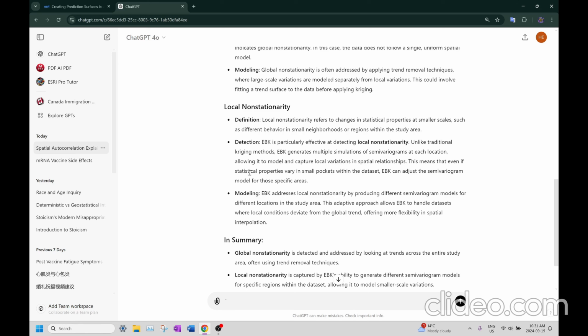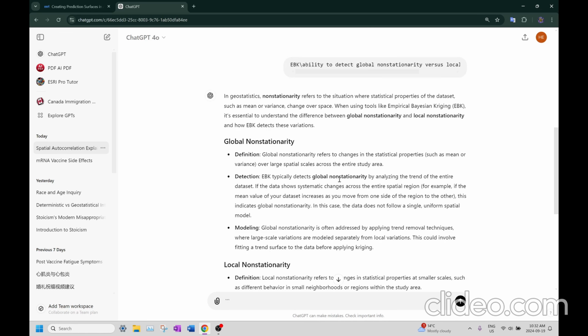So if they have different statistical properties, like different semi-variograms, as I showed you in small pockets in the dataset, EBK can detect and adjust the semi-variogram for the specific area. And with local non-stationarity, you can analyze whether the dataset changes across the entire region, for example the mean value of your dataset.